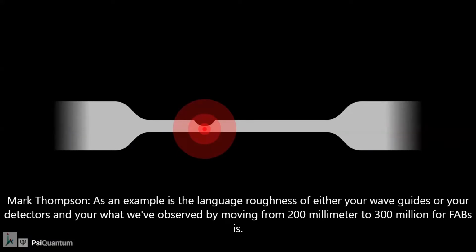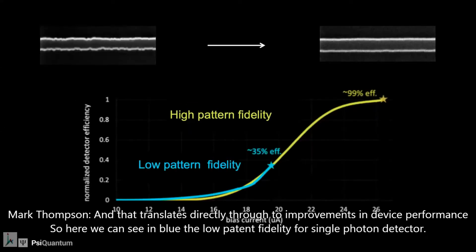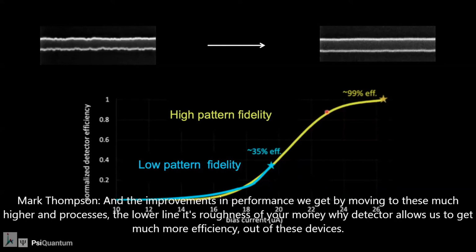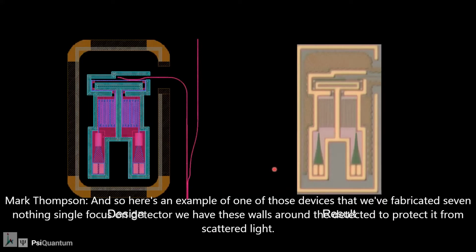And what we've observed by moving from 200mm to 300mm fabs is things like the pattern fidelity. We get improvements of up to 5x in the pattern fidelity, and that translates directly through to improvements in device performance. So here we can see in blue the low pattern fidelity of the single photon detector and the improvements in performance we get by moving to these much higher end processes. The lower line edge roughness of your nanowire detector allows us to get much more efficiency out of these devices.